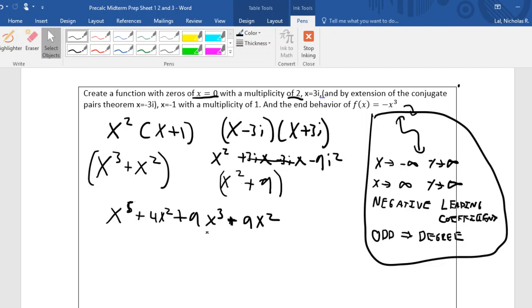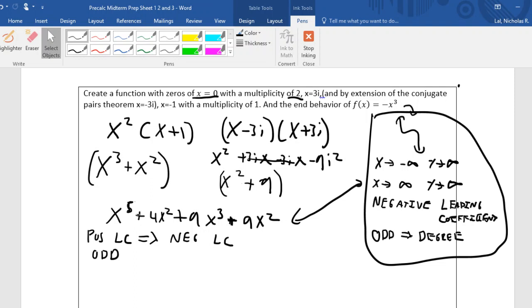Now, the thing about this problem, though, is what we see is that while this has all these zeros and it's in factored form, this does not have the same end behavior as negative x cubed, because we have a positive leading coefficient with an odd degree. We need a negative leading coefficient with an odd degree. So we need to change from a positive leading coefficient to a negative leading coefficient.